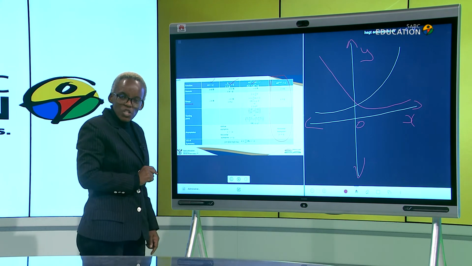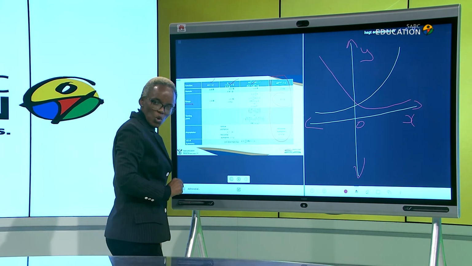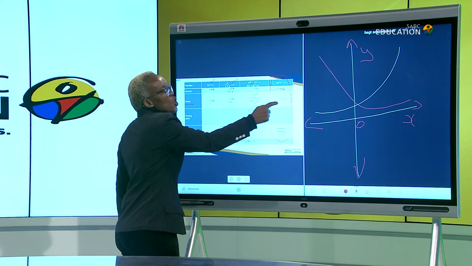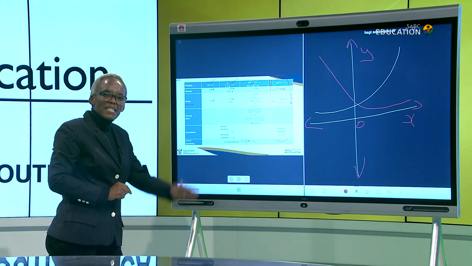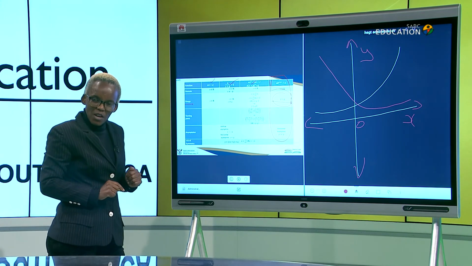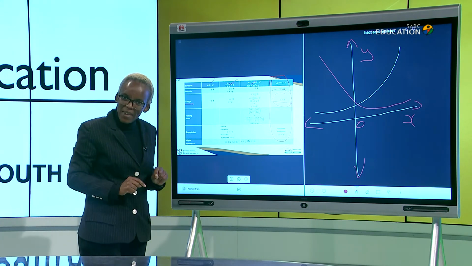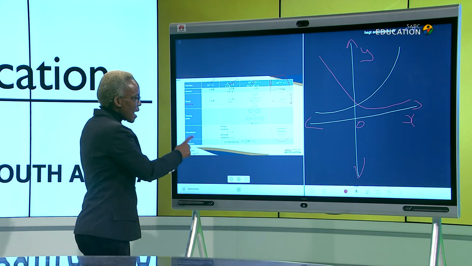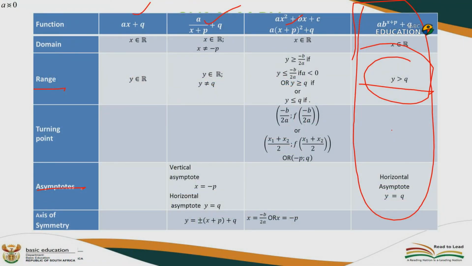Now, where do you get your range? Remember, your range, you get it from the asymptote. Depending on what your asymptote is and depending where your graph lies, looking at that value of A. Asymptote, remember your Q. Your Q always gives you your asymptote. When Q is greater than 0, it means it has moved Q units upward. When Q is less than 0, it means it has moved Q units downward. So always your Q gives you the horizontal asymptote.